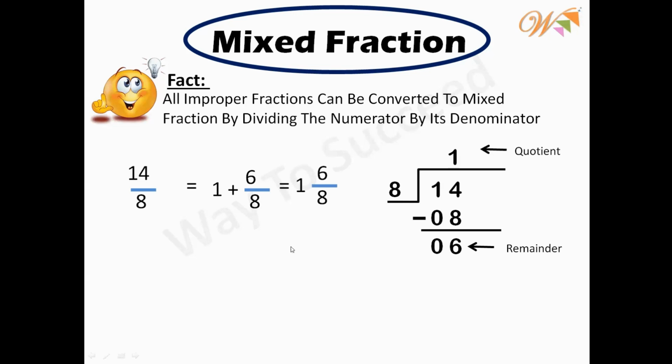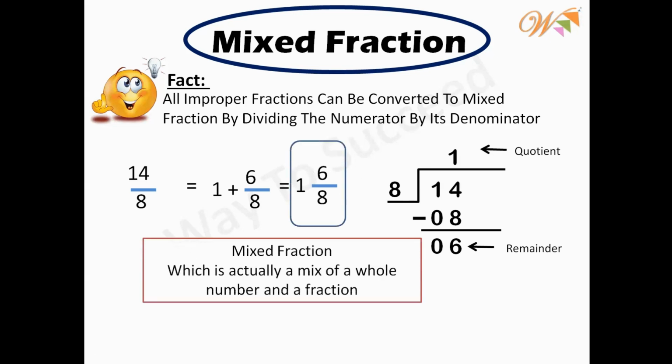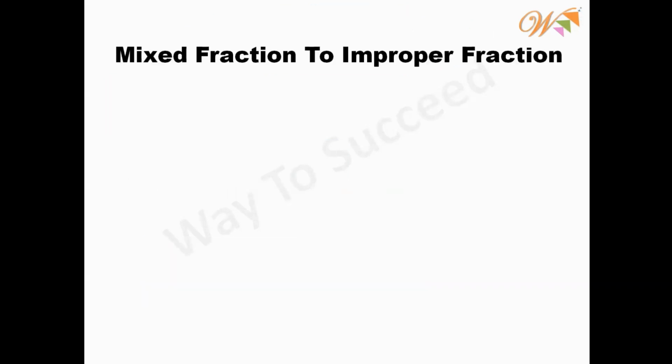And this type of fraction that has a whole number and a proper fraction is called a mixed fraction. Now sometimes we might have to convert it back. We might have to convert a mixed fraction to an improper fraction. How do we do that? So let's say you have 2 5 by 8.